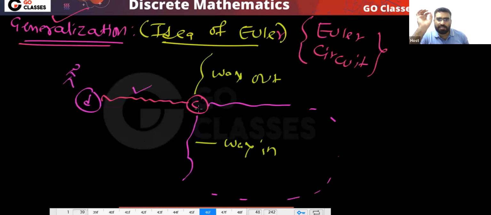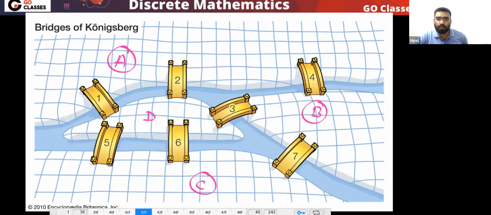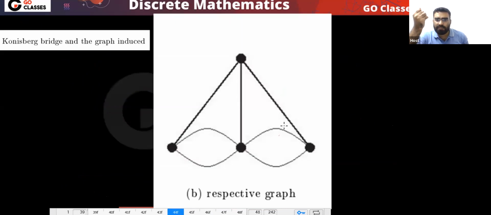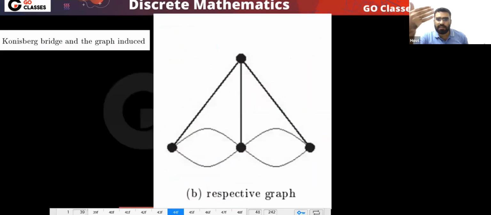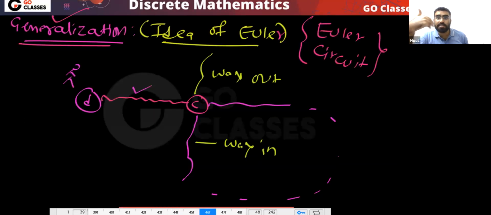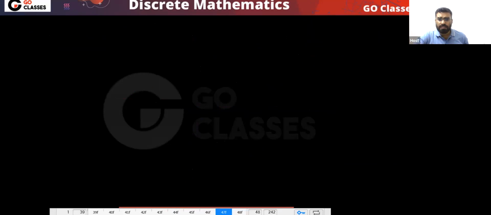So what Euler did, this was the problem. This was an open problem for 200 years. Mathematicians could not solve it. So Euler created a graph. This is the abstract version of the Königsberg city. And for this graph, Euler basically created a theorem. Euler created a statement. Okay. So this is the idea. So anyway, graph theory is very important, and this is the motivation for graph theory.